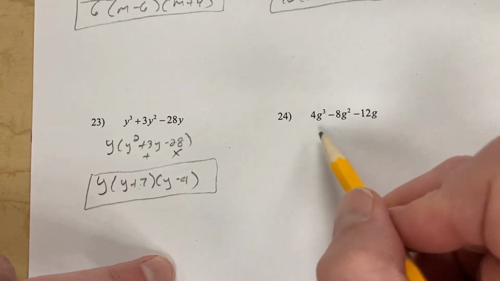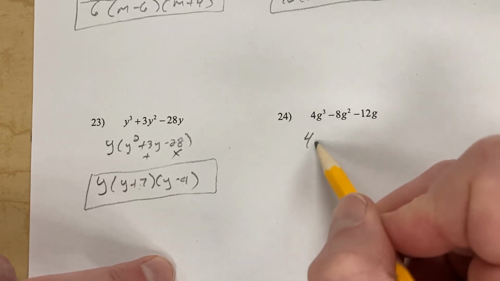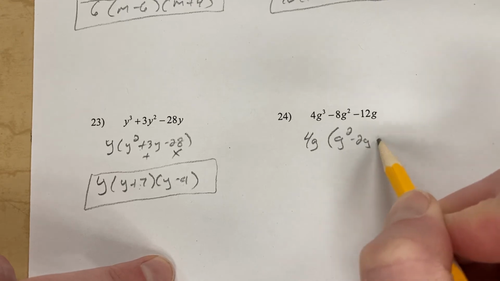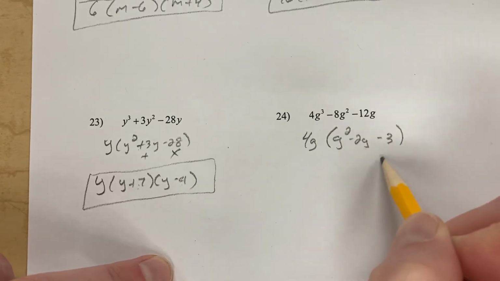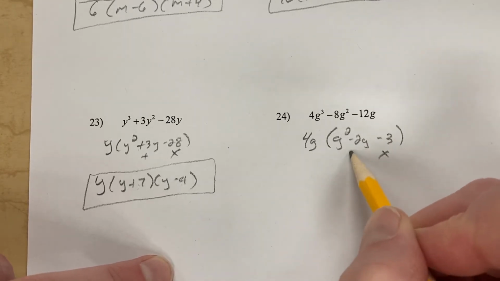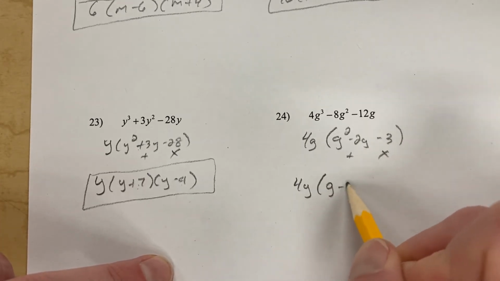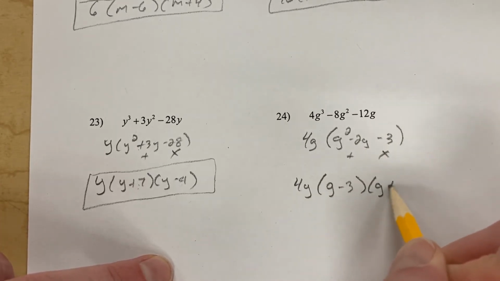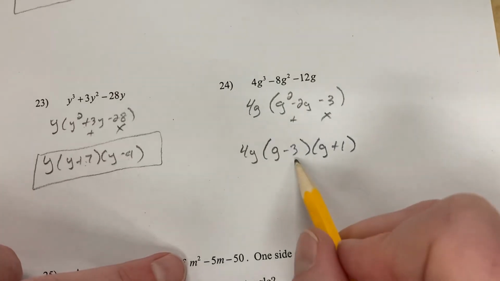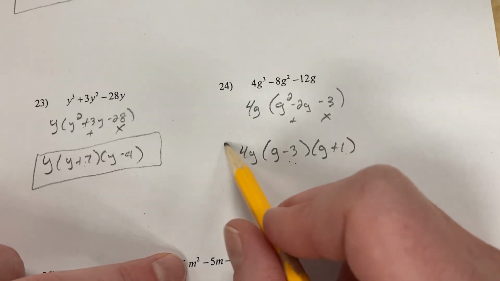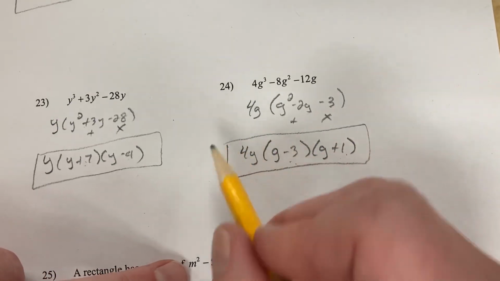And then 29, I can pull a 4 and a g out. I'll have g squared minus 2g minus 3 left over. Looking for two numbers that multiply to equal negative 3, add to equal negative 2. Those numbers are negative 3 and positive 1, so g minus 3 and g plus 1. Negative 3 times 1 is negative 3. Negative 3 plus 1 is negative 2. So there's my answer there.